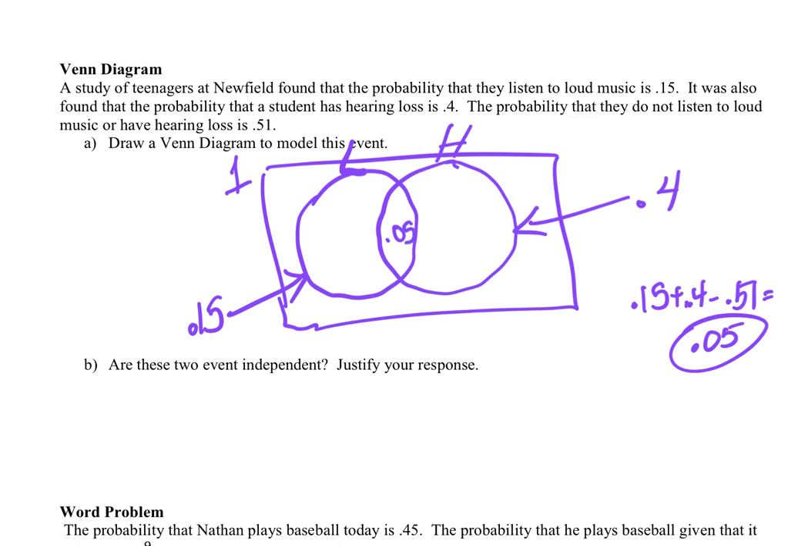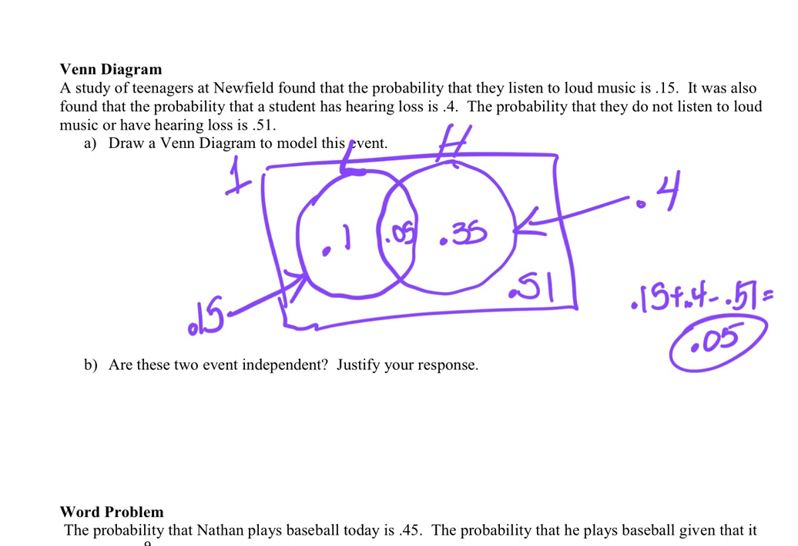And then from there, we just do the rest of the math. So this would be 0.1 here, just loud music. This would be 0.35, which is just hearing loss. And this one down here, neither, would be 0.51. So filling out the Venn diagram, that is that.